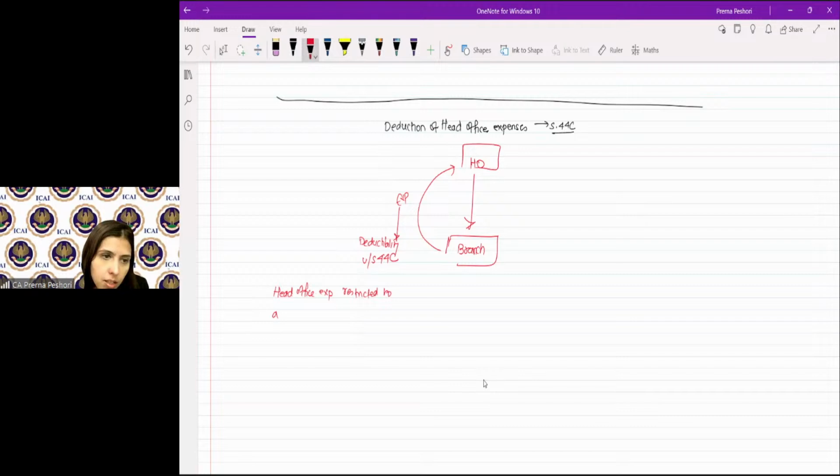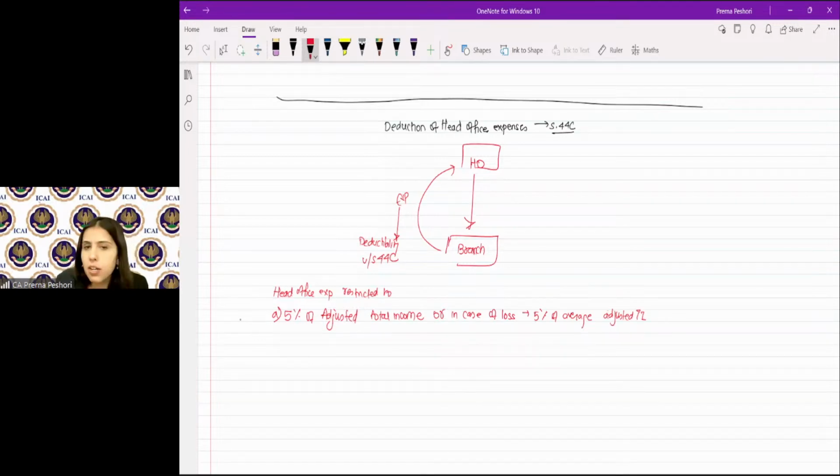Restricted to A, 5% of the adjusted total income. Or in case of loss, 5% of the average adjusted total income. And B is the expenditure in the nature of head office expenditure incurred by the assessee in India. Lower of this amount shall be taxable.